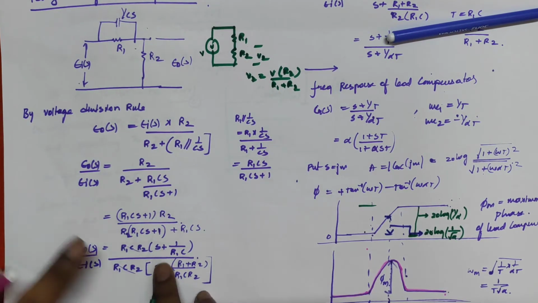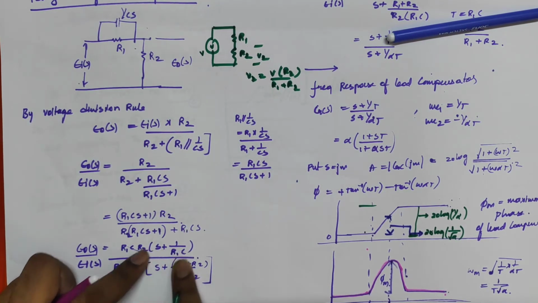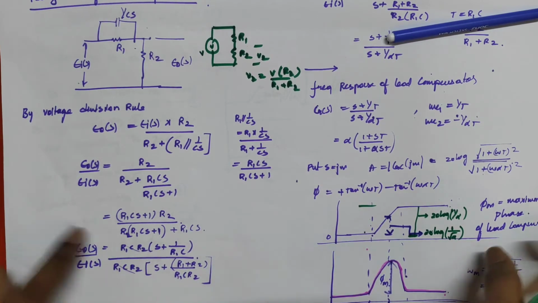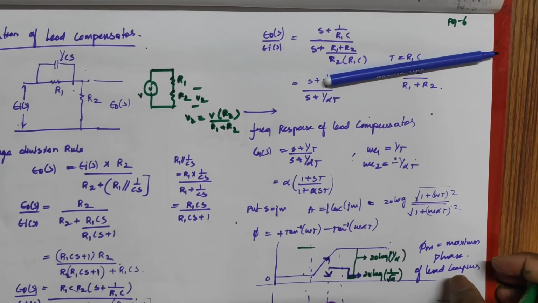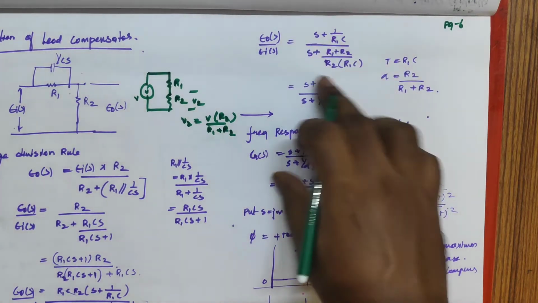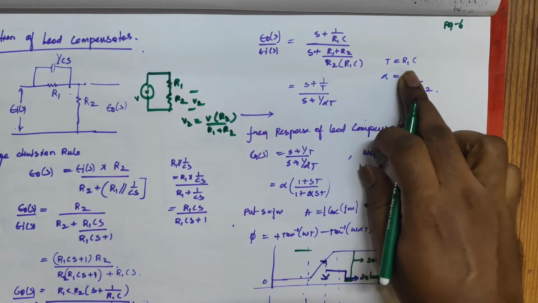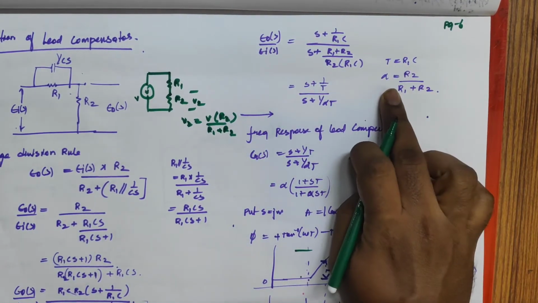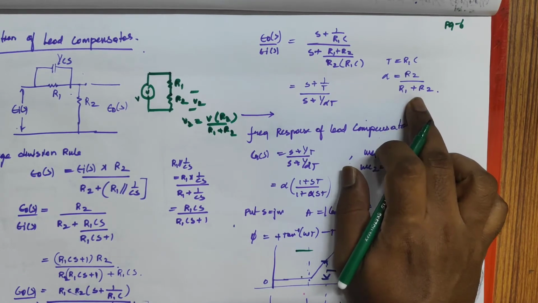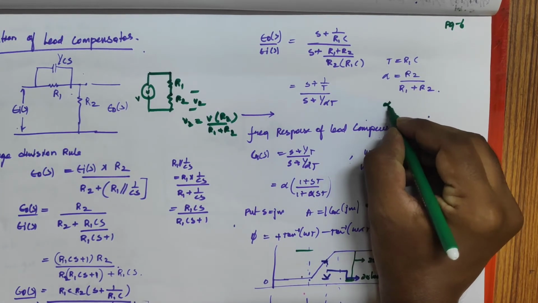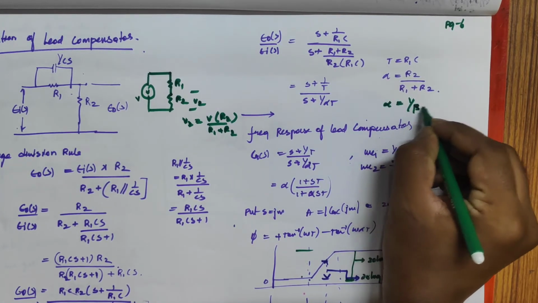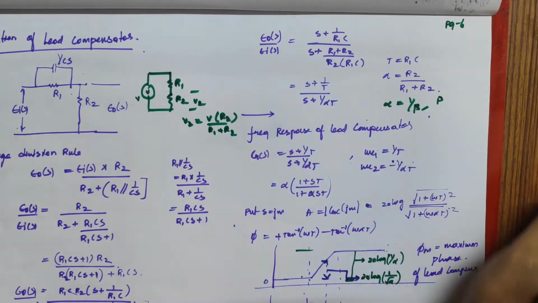My main aim is to get the form S plus ZC over S plus PC, that is in the form of time constant. I obtained something like this, where the time constant T equals R1C and the alpha value is R2 by R1 plus R2. As I just said, alpha is 1 by beta, so I get the beta value as something different.